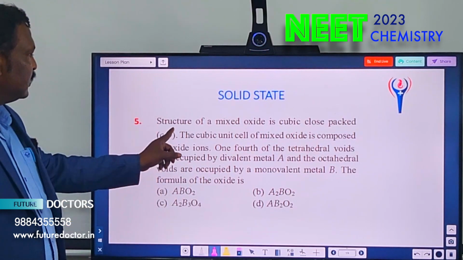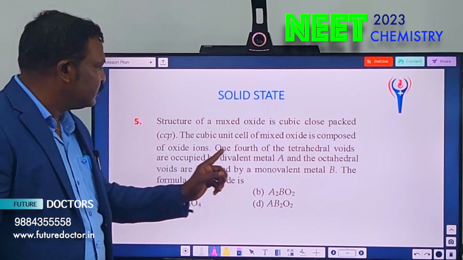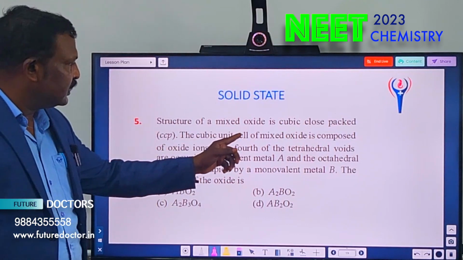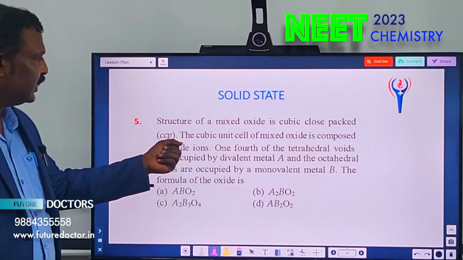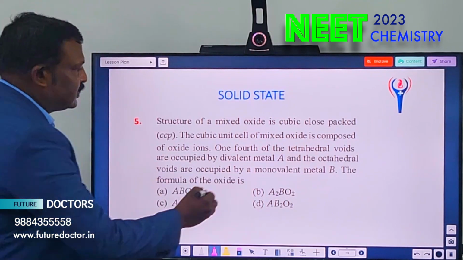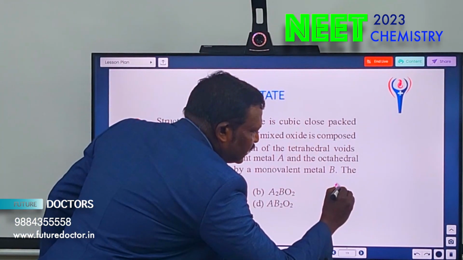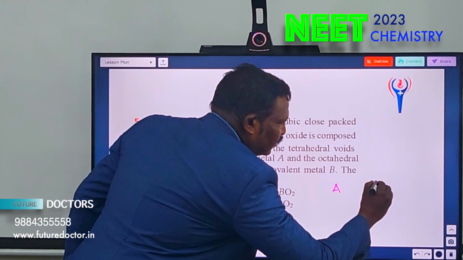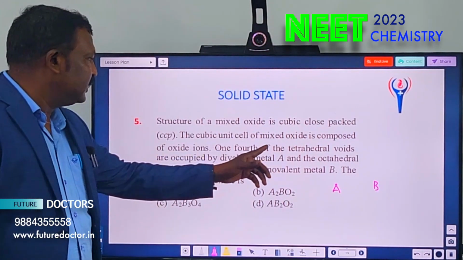Here, the structure of the mixed oxide is cubic close packed, CCP. The cubic unit cell of the mixed oxide is composed of oxide ions. 1/4 of the tetrahedral voids are occupied by a divalent metal. So this is called A. I consider two elements, A and B. 1/4 of the tetrahedral voids.